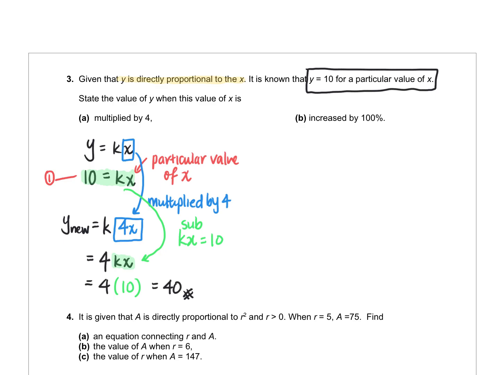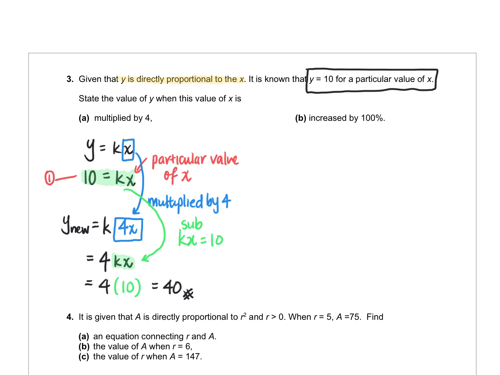So repeat, they say for a particular value of x, y is 10. So that's why I have this. Right? Usually they will give me an x value, then I can solve for k. But they don't. So this is your unknown that will help you solve the question. This is like the missing link.